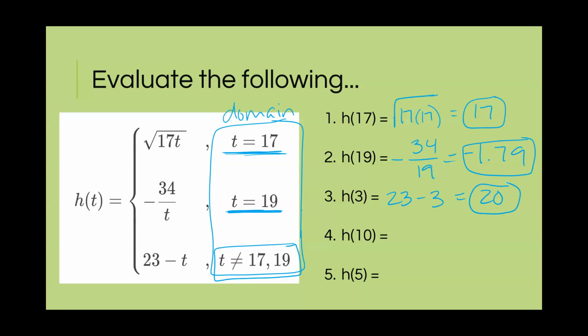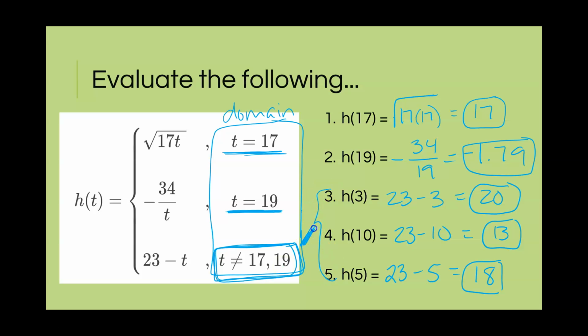Okay? 4, x is 10. Well, last equation, 23 minus 10 gives me 13. And number 5 says when t is 5, well, the only place t can equal 5 is this last equation. And so again, we're going to say 23 minus 5 and get 18. Okay? So sometimes the domains look a little different. And that's what that means when you have the not equal. It cannot equal those two numbers, but as you can see, it can equal any other number but those numbers.